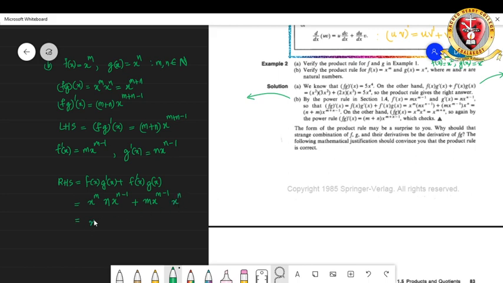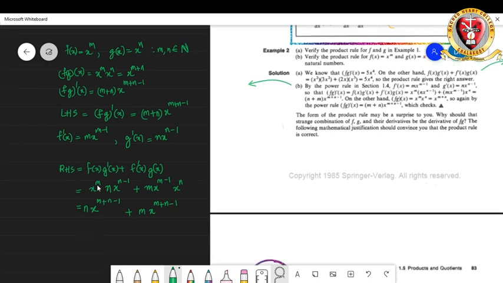and when you solve you get x, you have n, the constant there, and then you have x raised to m plus n minus 1 plus the constant m into x raised to m plus n minus 1, because you know x raised to a into x raised to b is equal to x raised to a plus b. That is the property we use here. We know that x raised to a into x raised to b is equal to x raised to a plus b.